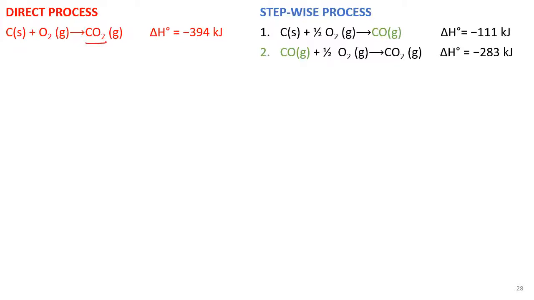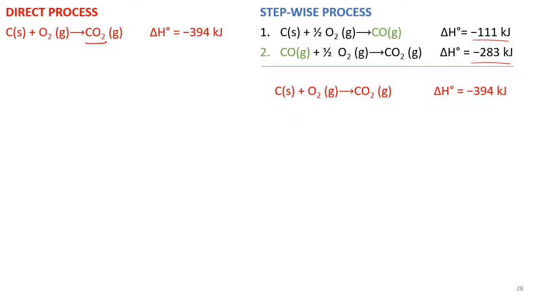If we know the enthalpy change for these steps that we did in the stepwise process, we could add them together to determine the overall enthalpy change. Notice that our carbon monoxide is present on the right-hand side and the left-hand side of both of our steps. Therefore, we can think about it like it cancels. The 1/2 O2 plus the other 1/2 O2 would add up to 1 O2. And what we were left with is our reaction that was the same as our direct process.